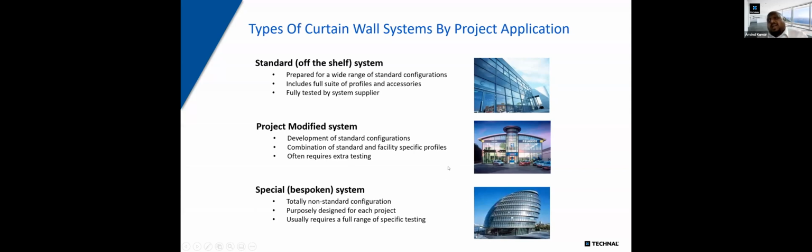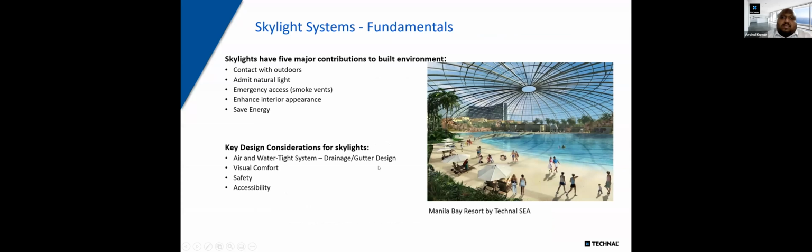So that's a complete wrap of what we talked about, the stick curtain wall system and the unitized curtain wall system. And my last concluding element is the skylight. Skylight is a very important form factor which we have to understand, because skylight helps you to have direct contact with the outdoors. It admits a lot of natural light, especially in shopping malls.